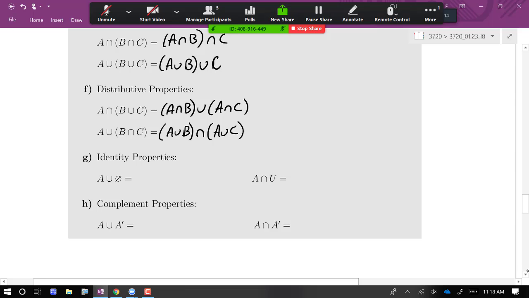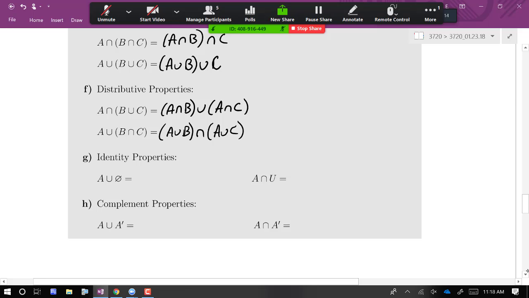Now we have some identities, identity properties. The empty set is the identity for the union operation. And what I mean by that is, if you think about arithmetic with the integers, we would say that 0 is the identity for addition, because if I add 0 to anything, I won't change it. Likewise, 1 is the identity for multiplication, because if we multiply anything by 1, we don't change what it is.